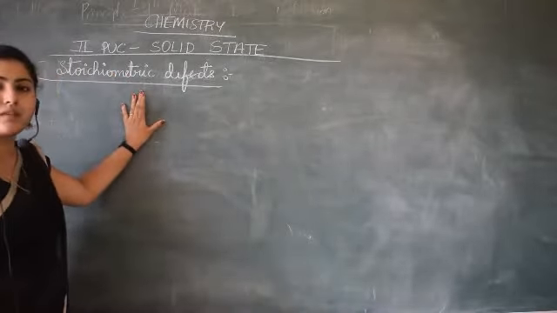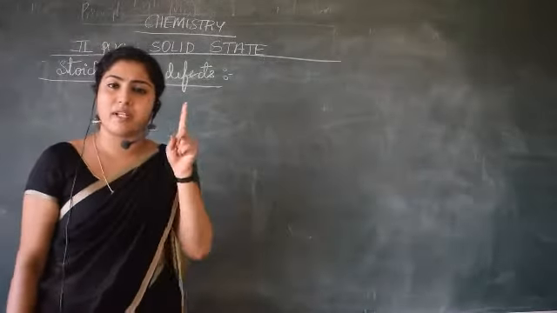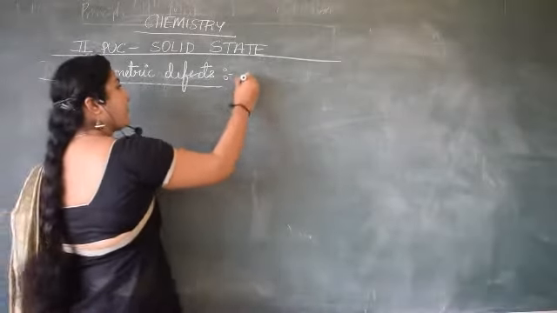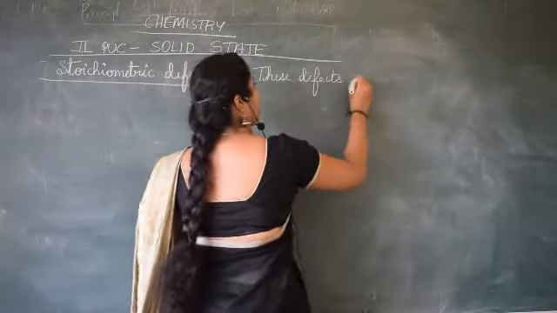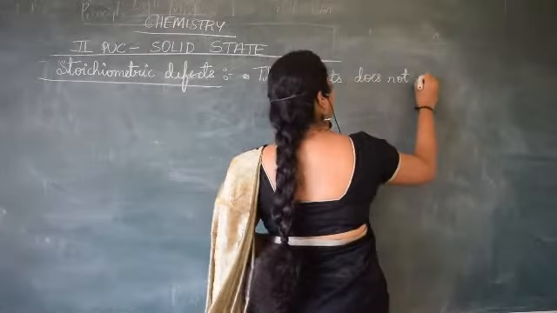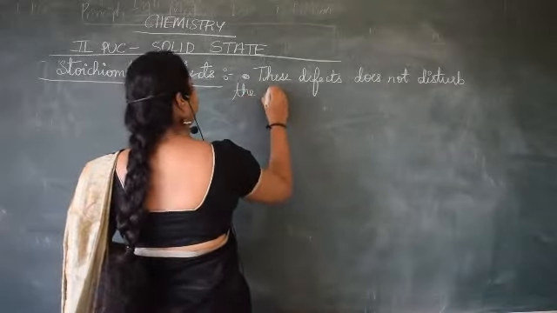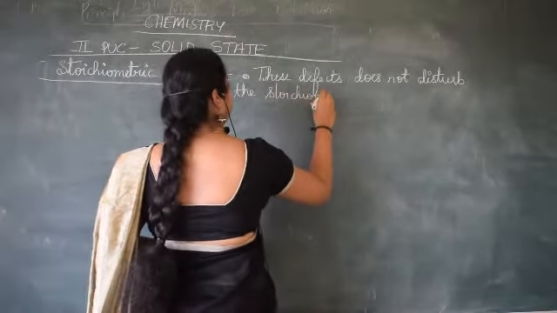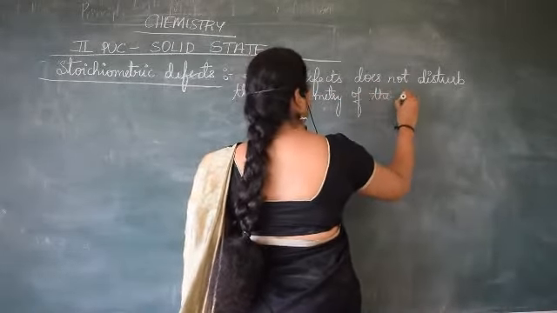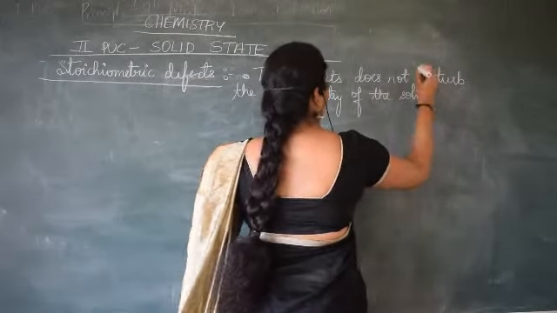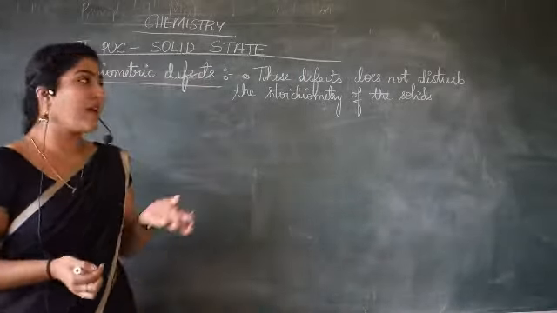Stoichiometric defects: these defects do not disturb the stoichiometry of solids. This will be the first point you note. Since it does not disturb the stoichiometry of the solids, there are other names for stoichiometric defects.